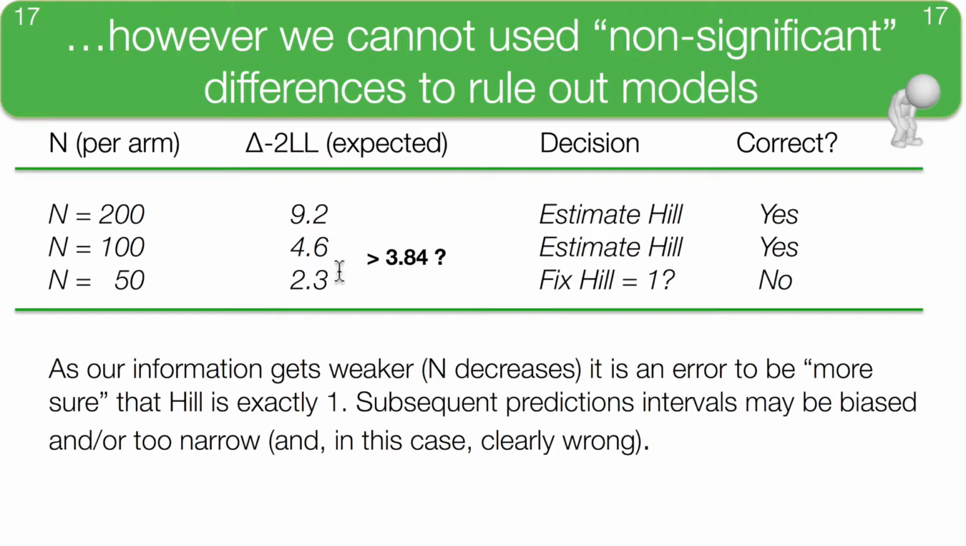If you rely on this significance testing approach on 1 degree of freedom, the critical value is 3.84. So the danger there is that when you have very limited information, you're going to fix the Hill coefficient to 1, which is going to be the wrong decision. As we go down the table, our information is getting weaker and weaker, and it's clearly an error to be more sure that the Hill coefficient is exactly 1. The subsequent modeling predictions may be biased and or too narrow. And in this case, they're going to be clearly wrong because the simulation did use a value of 1.5.